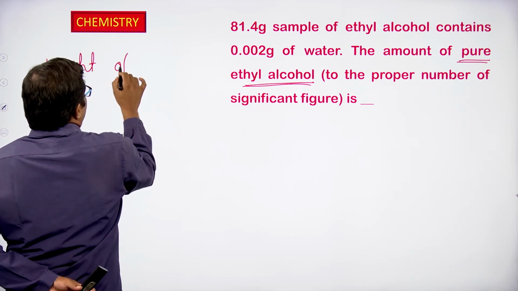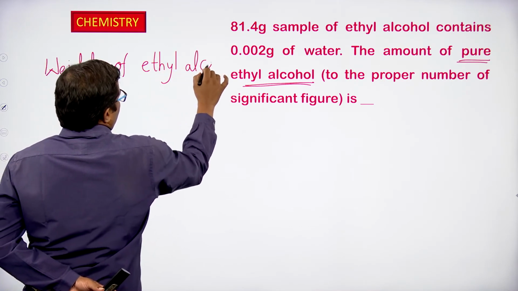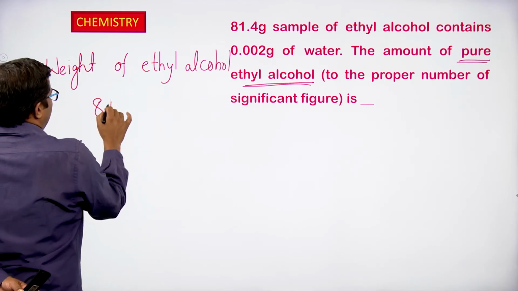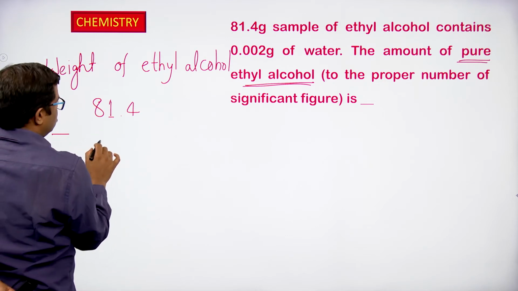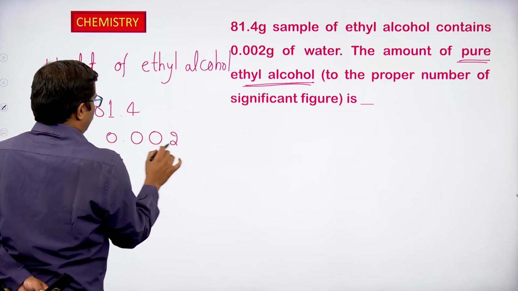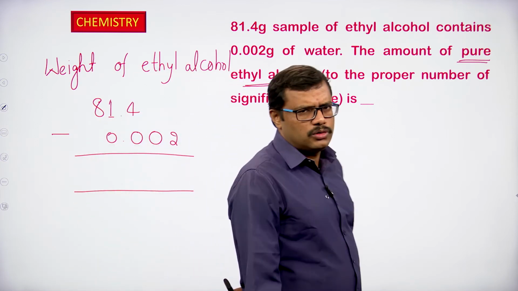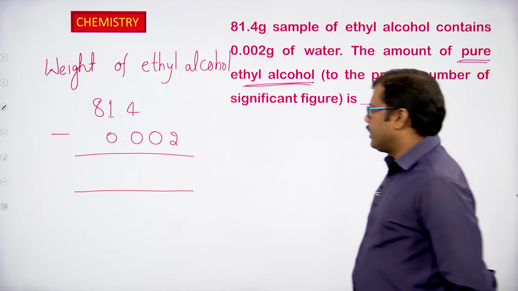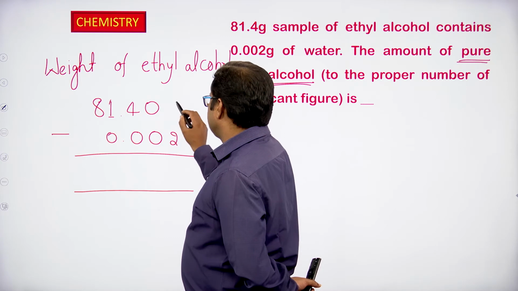Okay. So, the weight of ethyl alcohol we can write as 81.4 minus 0.002. So, when you go for the subtraction of 0.002 from 81.4, we get the value as, so we can write here as 0. So, this will be 0 0, right.